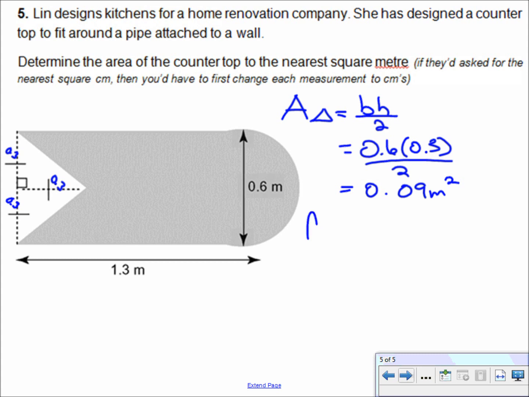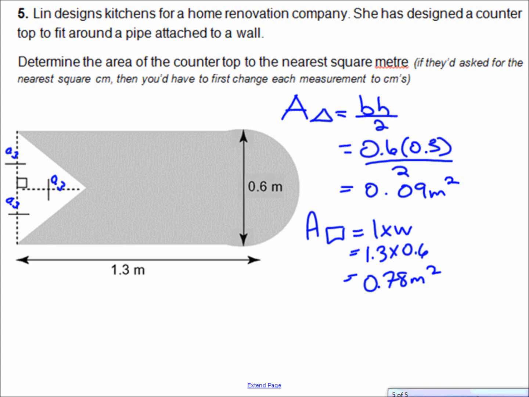Okay, area of the rectangle equals length times width, 1.3 times 0.6. And I got 0.78 meters squared. And now I have area of my half circle equals pi r squared divided by 2. I'm just going to come to the side here. I hope that's okay. So 3.14 times my radius, 0.3, squared, divided by 2.